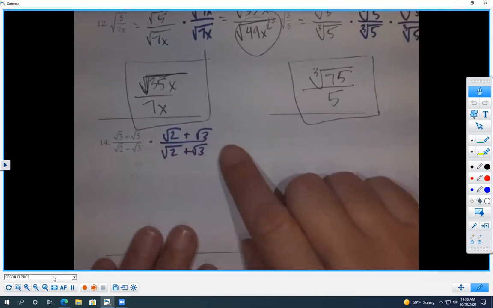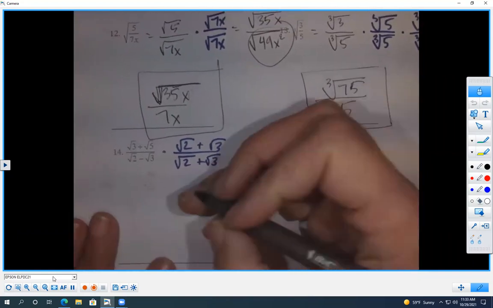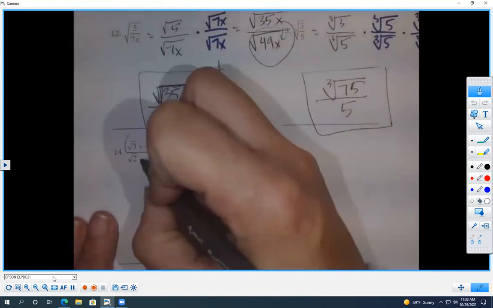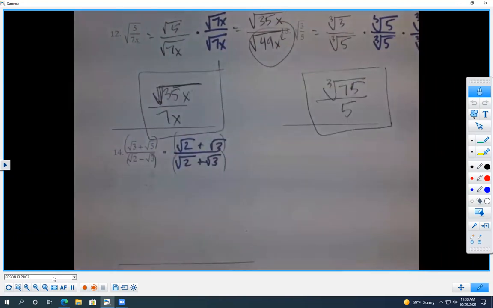Okay. So go ahead and take a second and multiply. Remember, this is a problem where you're going to have to distribute everything. Go ahead and distribute out the bottom, distribute out the top.